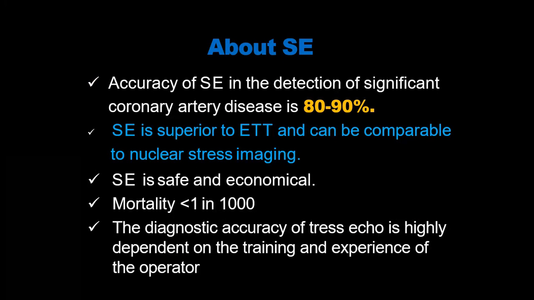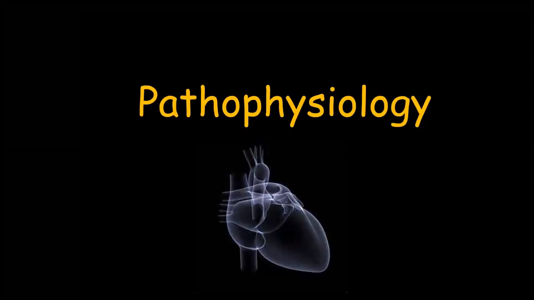Accuracy of stress echocardiography in the detection of significant coronary artery disease is 80 to 90%. So it is superior to ETT. And otherwise, stress echocardiography is safe and economical. Mortality is very less. But the diagnostic accuracy of stress echo is highly dependent on the training and experience of the operator.